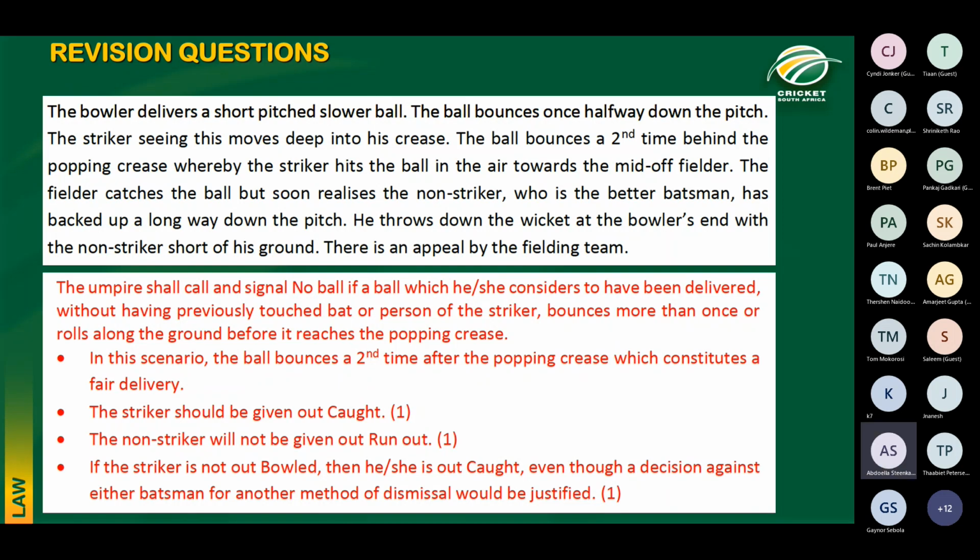So because the ball bounced a second time in this scenario after the popping crease, this constitutes a fair delivery. So in this scenario, because it's a fair delivery, the striker should be given out caught because the mid-off fielder caught the ball cleanly. The non-striker will not be run out. And why would the striker be out caught and the non-striker not run out? Because according to the law, caught takes precedence over any other dismissal except for bowled.